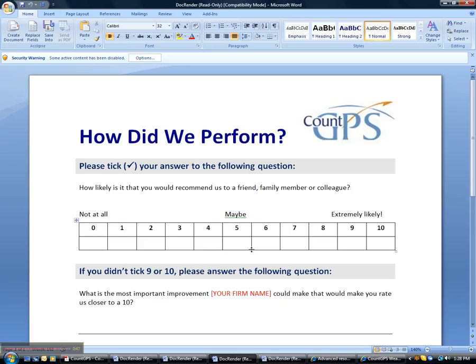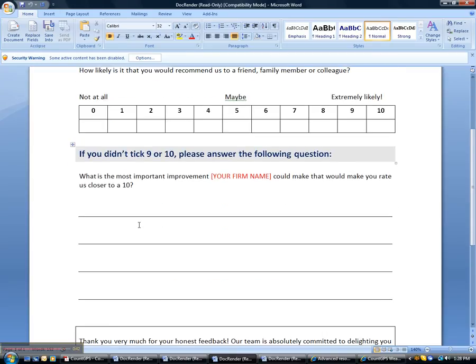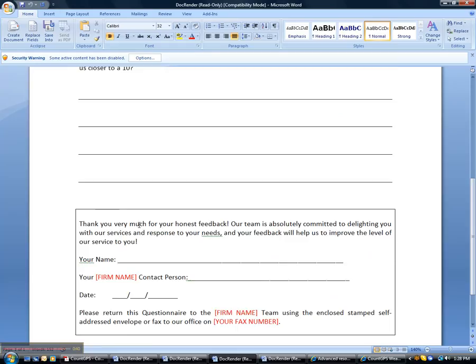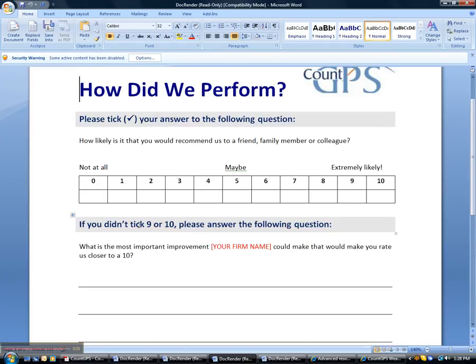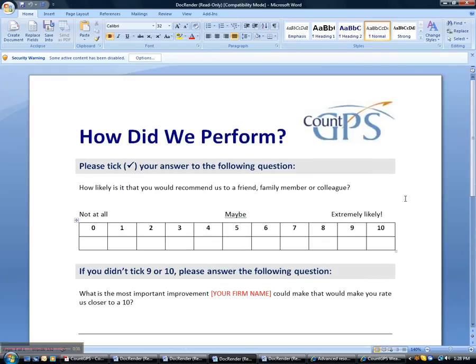Internally, we need to make sure that our existing client base are extremely happy. That's why we send the simple one-page document out to our clients when we send out our end of year financial statements for them to sign, and we find it very easy for them to just tick us off and give us a 9 or a 10 as to how likely is it that they would recommend us to a friend, a family member, or to a colleague.